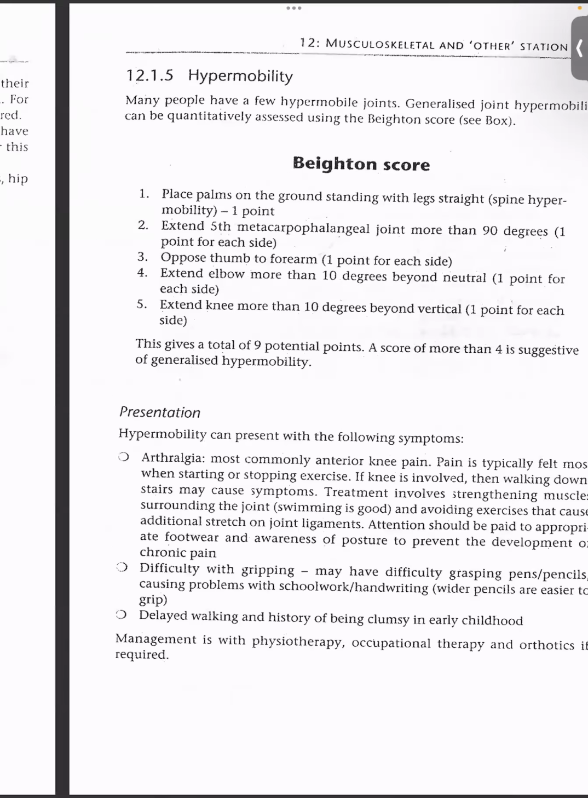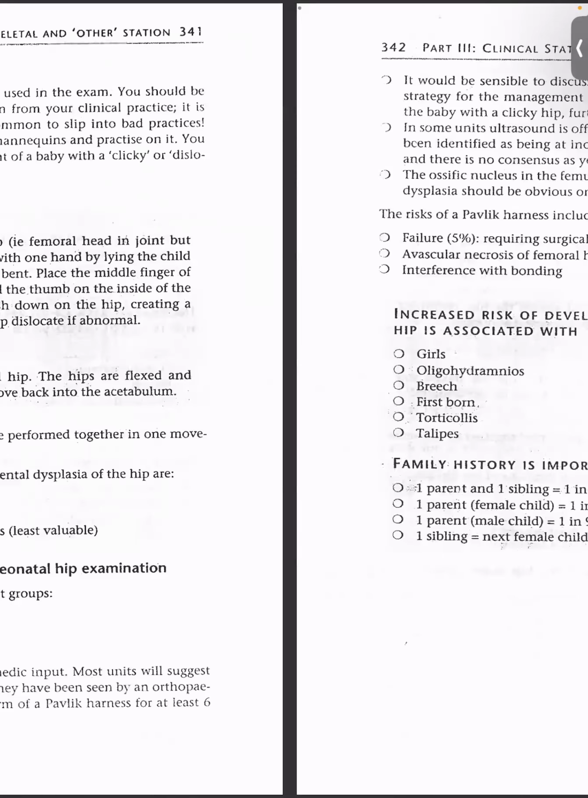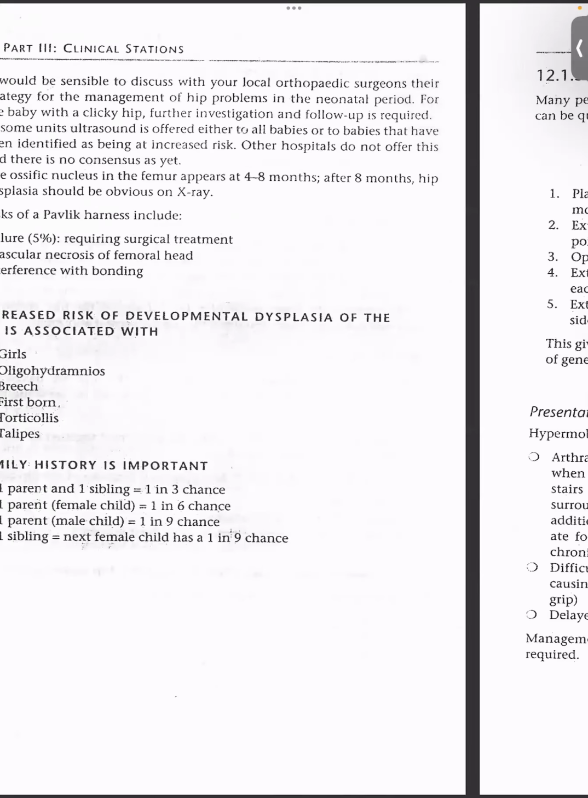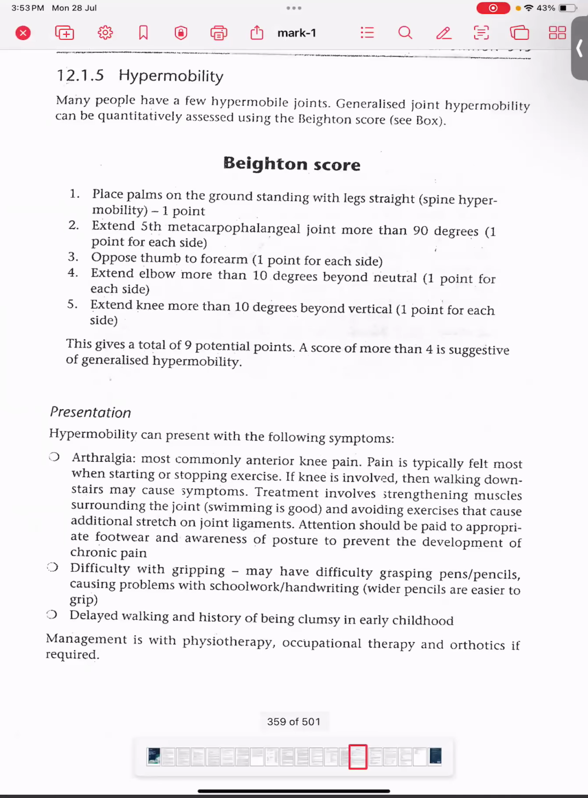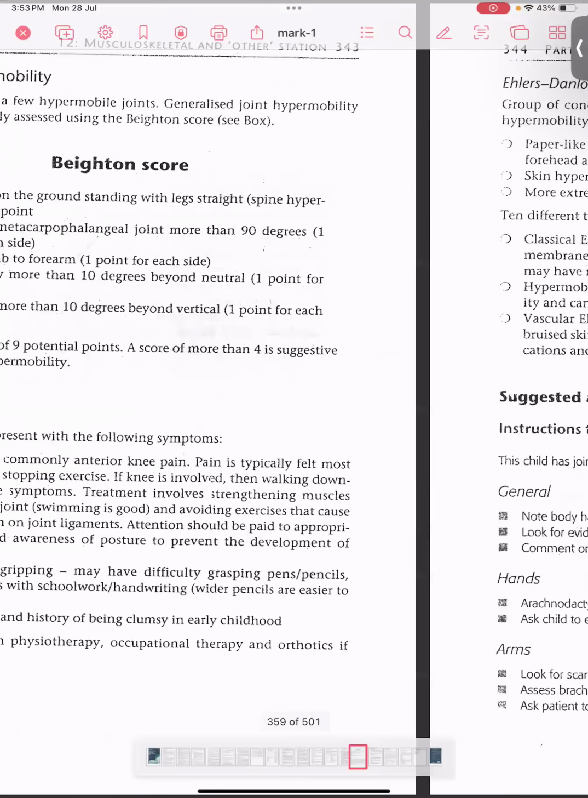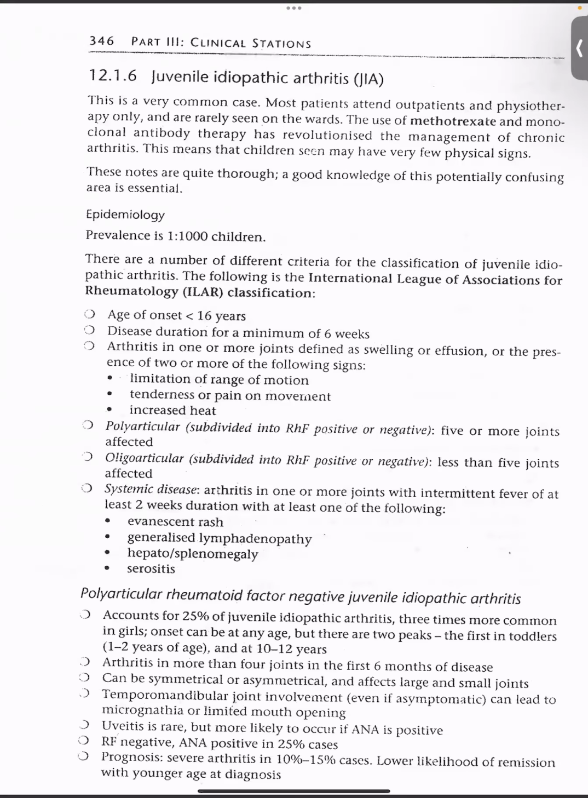These two topics are extremely important for your musculoskeletal system. One is hypermobility. This section, like this question, you may get for your video stations, your clinical stations, and your clinical examination, right? The next topic here is the JIA. This is basically for your history stations.